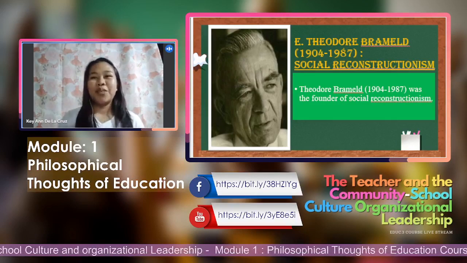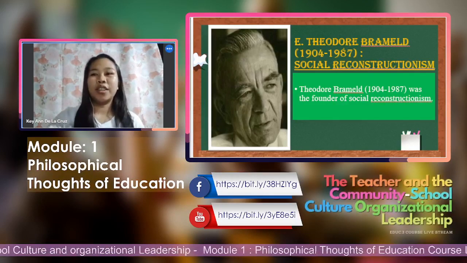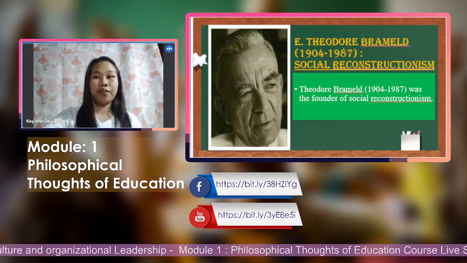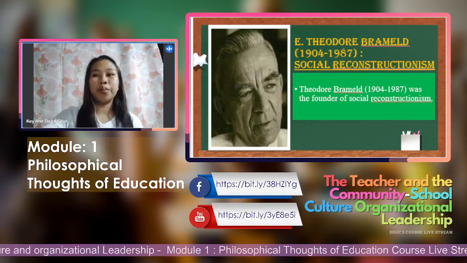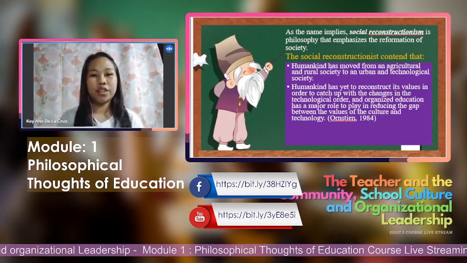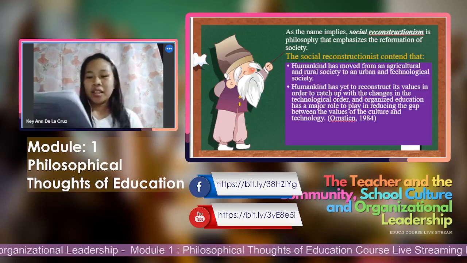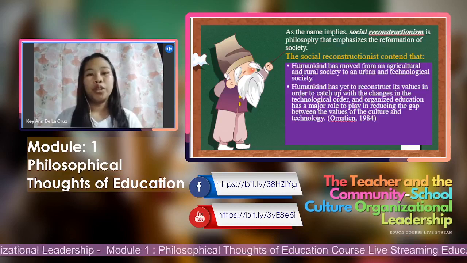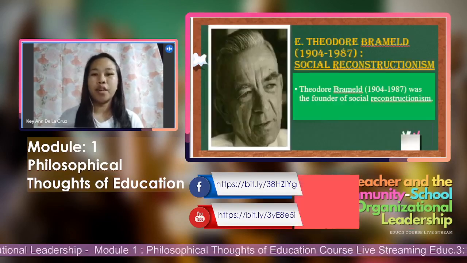George Counts was the founder of social reconstructionism. He was also a philosopher and educator who supported the educational philosophy of reconstructionism. And he believed that education had the responsibility to mold human beings into a cohesive and compassionate society.